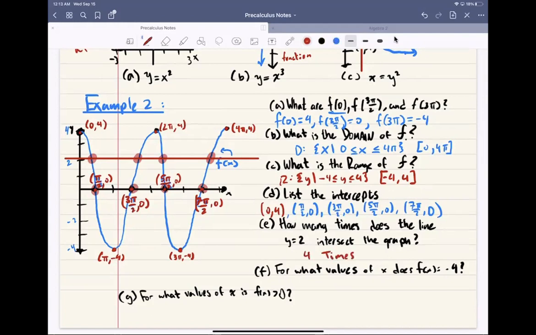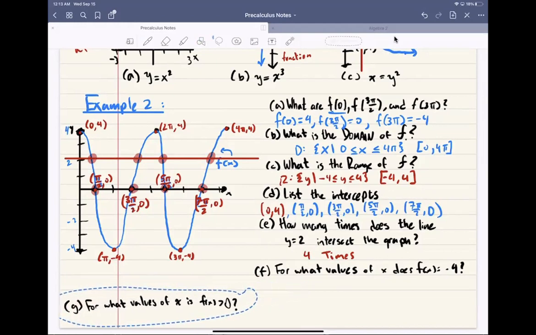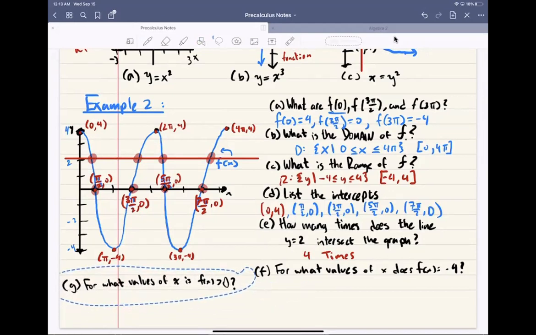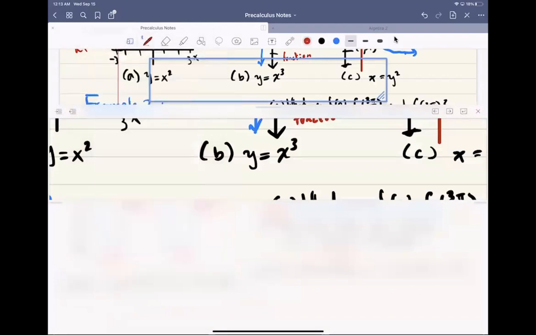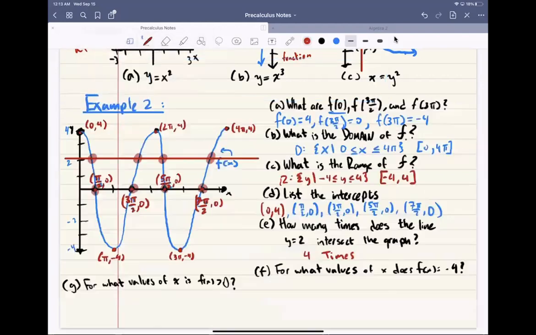All right. For what values of x does f of x equal -4? So for question F right here, first let me move this over here so we have some space. Right now we're going to work on question F. Let me close that up. Right now it's asking us for what values of x does f of x equal -4?